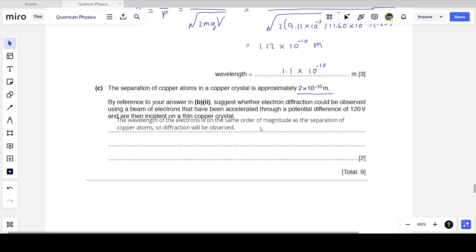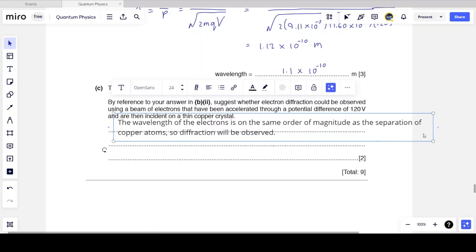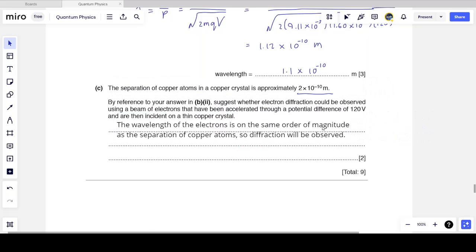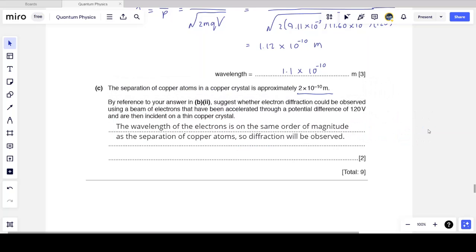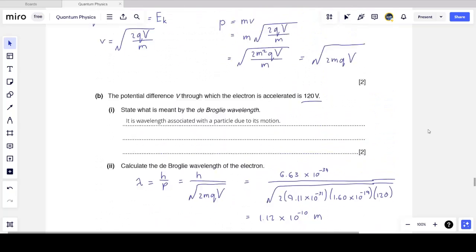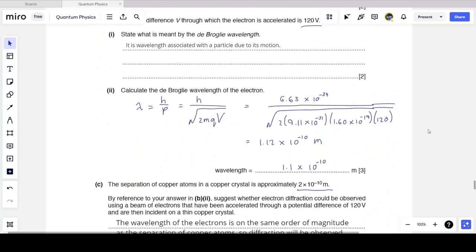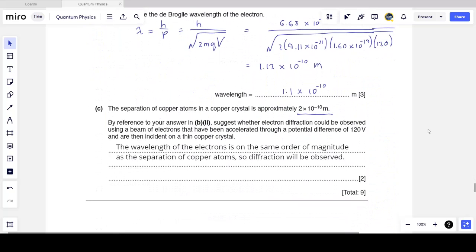So always look at the order of magnitude of the wavelength of the electrons and the size of the crystal, and if they're in the same order of magnitude, then we can say that yes, diffraction will occur. And that's a 2-mark question to finish off the 9 marks for this question. So this one's a little bit tricky. It was a bit of mathematics and some conceptual understanding about crystal diffraction. So you need to know electron diffraction. It's an important observation when we think of how particles can behave like waves, not just how waves can behave as particles, as the photoelectric effect showed us.